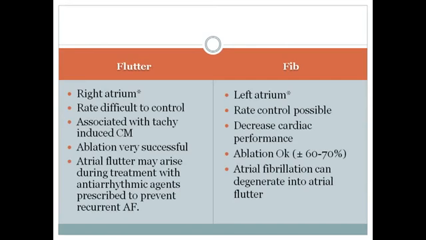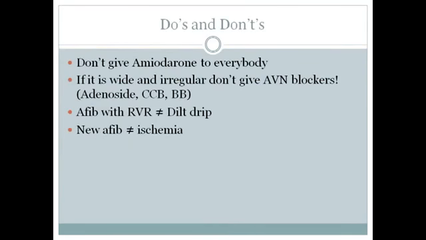If the patient is symptomatic, you want to control symptoms. Atrial flutter might arise during treatment with antiarrhythmic agents prescribed to treat atrial fibrillation. If that's the case, that's good, we can treat it. Atrial fibrillation can degenerate into atrial flutter. So sometimes you ablate the atrial flutter, and months later a patient comes with atrial fibrillation, and they're mad at you because you told them that they were fine. Do's and don'ts.